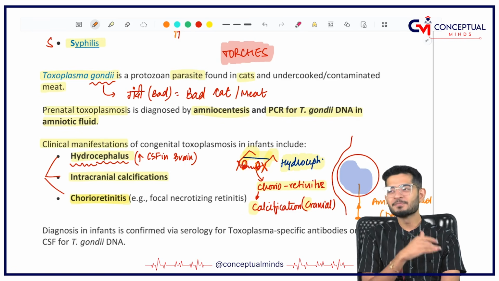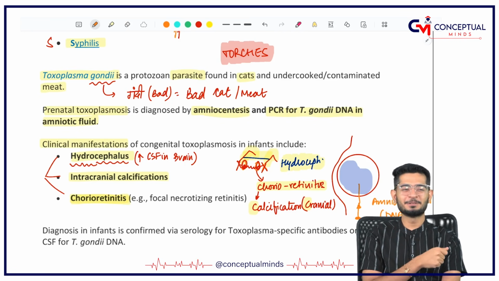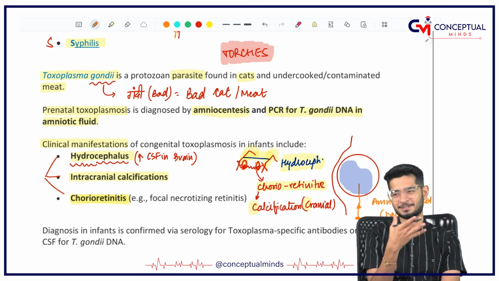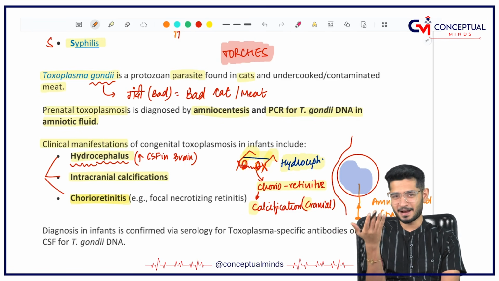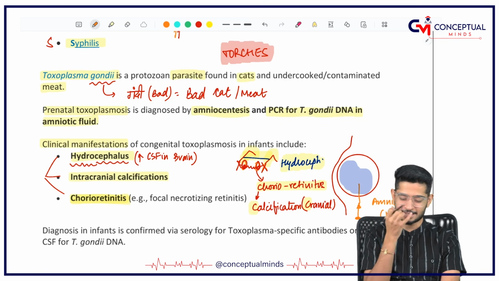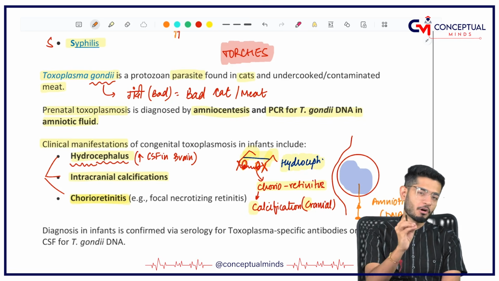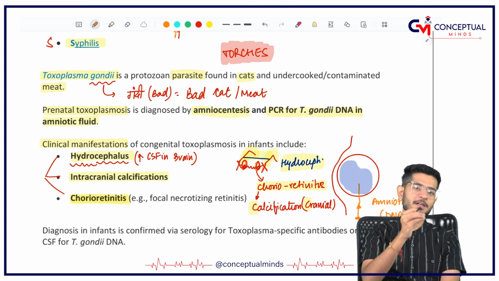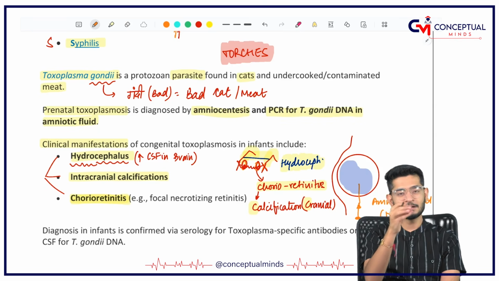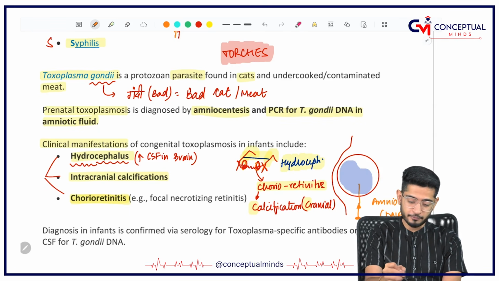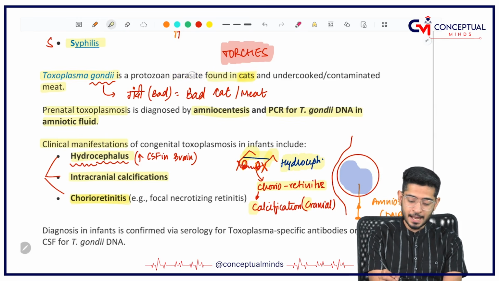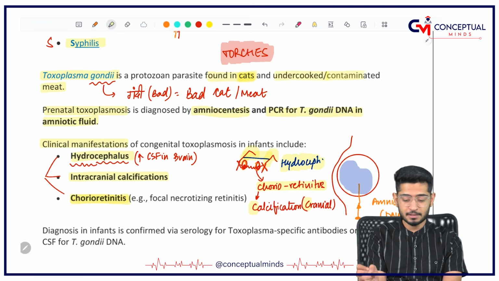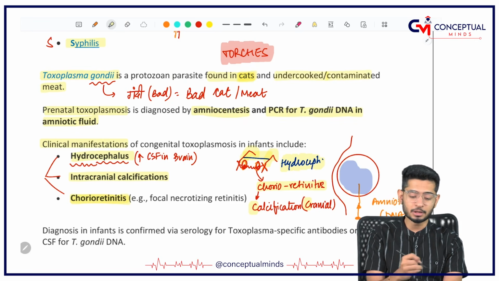So why bad cat? There's a saying that if a black cat is crossing your way, that's not a good sign. That's a bad sign. So bad cat, bad meat. That's the mnemonic. That means Toxoplasma gondii, Gandhi, bad is cat and meat. So Toxoplasma gondii is happening because of cat and meat. Toxoplasma gondii is found in cats, and then you can suspect it coming from undercooked or contaminated meat.